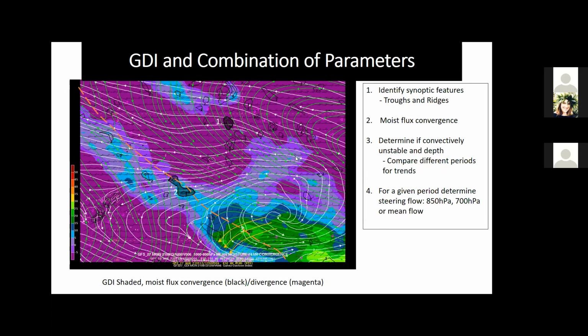Now we can combine all of these parameters into one chart where we have the 850 winds. You can see it in black, the 700 steering flow in white, and then the mean layer flow in green, overlaying the GDI and the moist flux convergence.